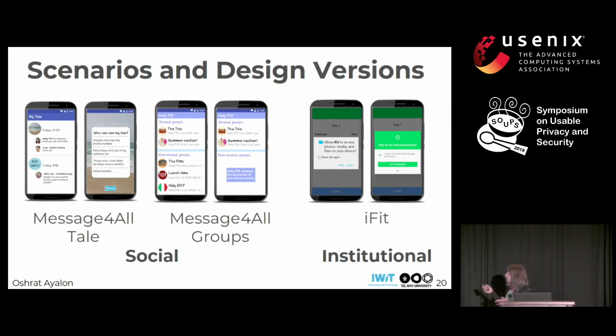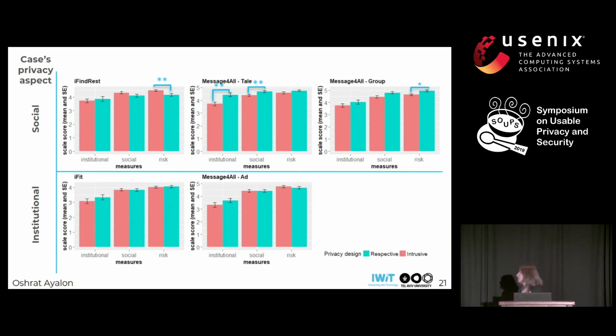Okay, and here we had, as I said, 3 social scenarios, and you have 2 more social here, and 1 more institutional example on the right. So what did we get? Just to explain how I'm presenting the results: on the bottom you see 2 scenarios that have institutional aspects, and on the top you see all the social scenarios. To analyze the results, we conducted t-tests between the designs per each subscale.